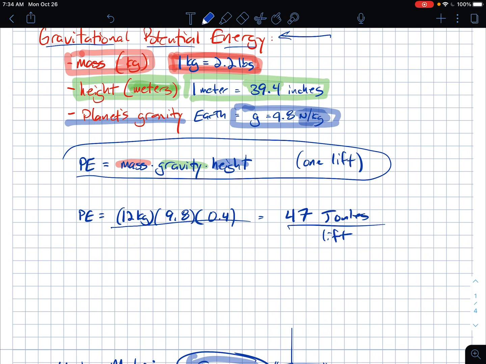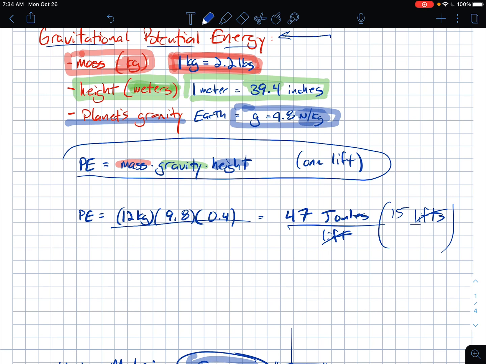If I wanted to, say, lift this 30 or 40 times, what I would do would be to multiply that fraction by the number of lifts, right? And I can see how lifts cancel and it leaves me with the total amount of energy. So let's say I do this thing 15 times. I would simply multiply 47 joules per lift times 15 lifts and get some huge number.